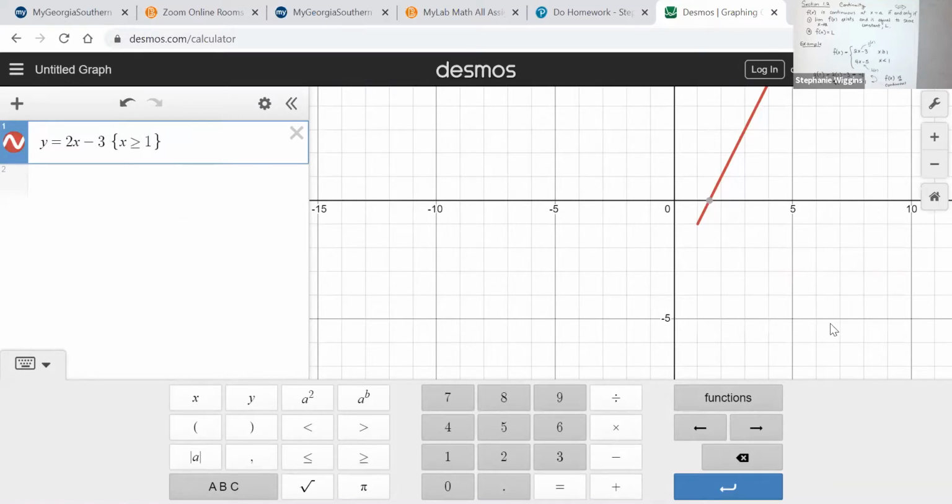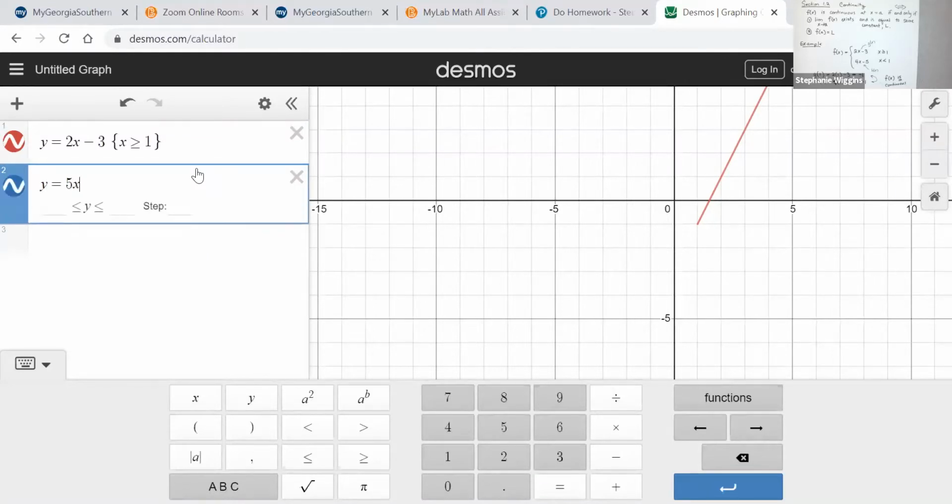So you can see suddenly I have a piece of the line, right? And now for the next, I just press enter. It takes me to the next line. And then I go y equals 4x minus 5.